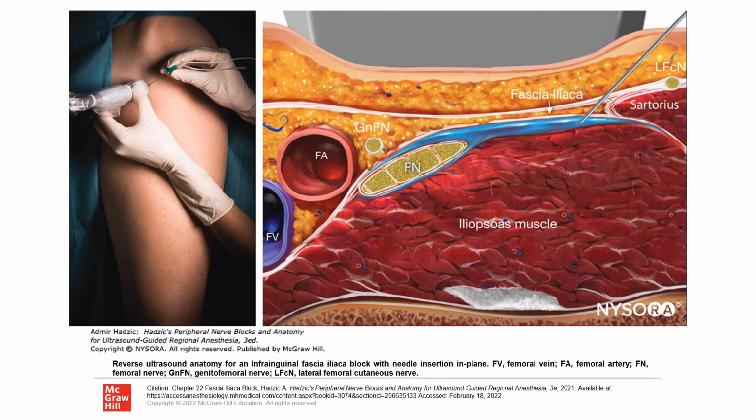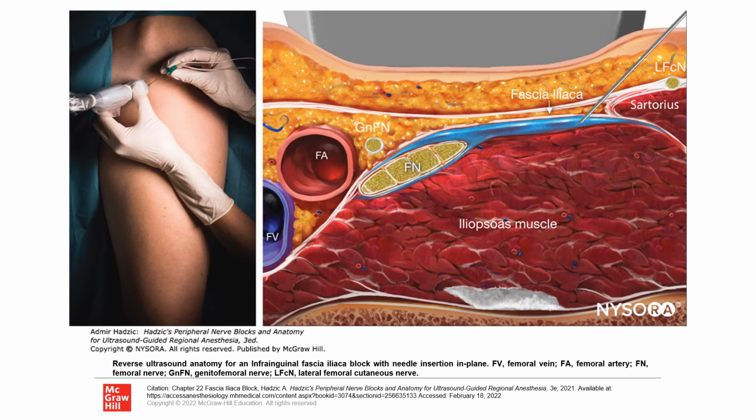The infrainguinal approach to the fascia iliaca compartment block is the more classic teaching, and it's what we typically perform in our emergency department for hip blocks. The linear array transducer is placed in a transverse orientation at the femoral crease, distal to the inguinal ligament. You can see in the picture on the left that the provider has the probe in the inguinal crease with a slightly transverse oblique orientation.